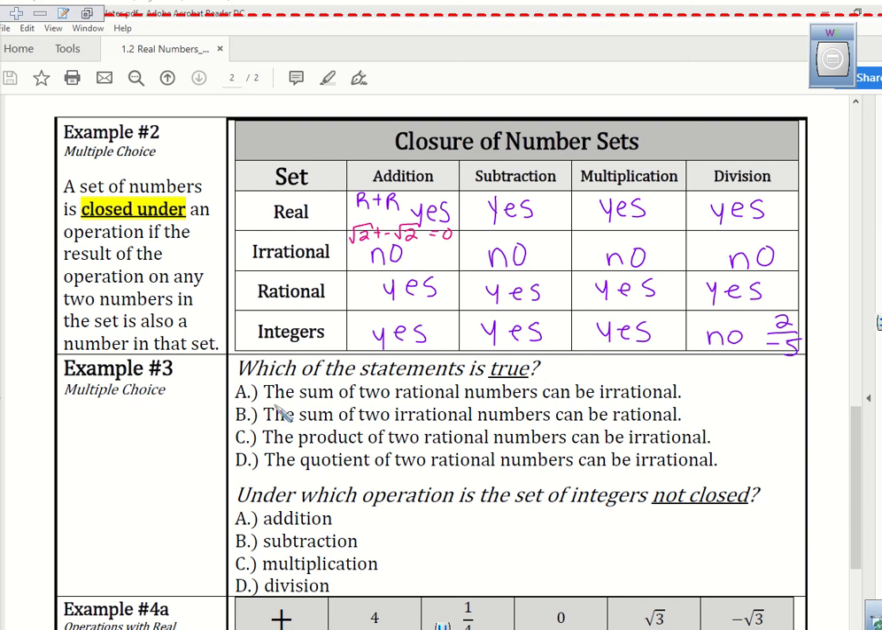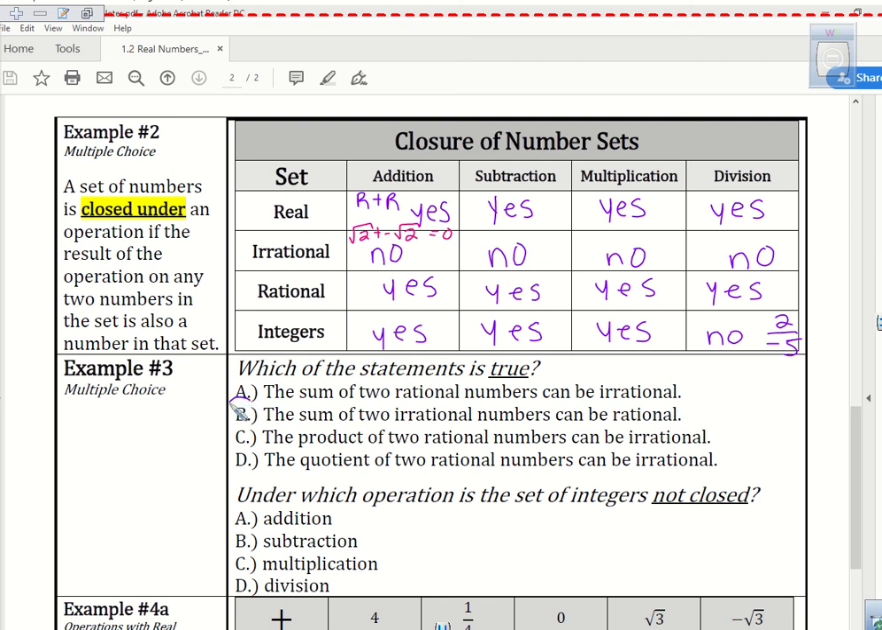Which of the statements is true? A, the sum of two rational numbers can be irrational. B, the sum of two irrational numbers can be rational. C, the product of two rational numbers can be irrational. D, the quotient of two rational numbers can be irrational. Take a moment to think over this.